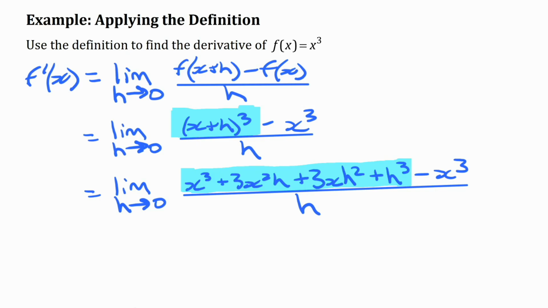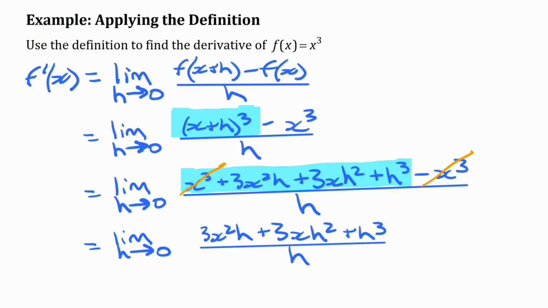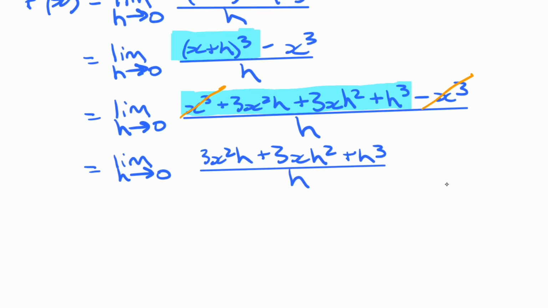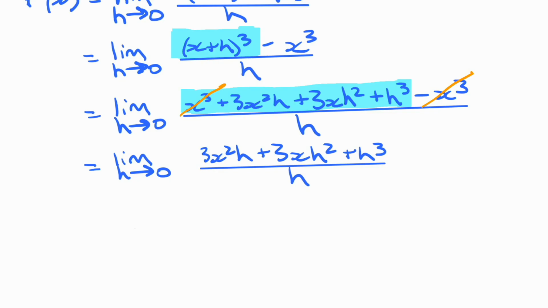And where we're going to go from there is we can simplify a few things here, because this x cubed and this x cubed add to 0, so we can cancel those out. Then this is going to be equal to the limit as h approaches 0 of just what's left over on the top, 3x squared h plus 3xh squared plus h cubed over h. And now that we've gotten rid of those two x cubed terms, all the rest of the terms have an h in them, at least one, and so we can divide those h's out.